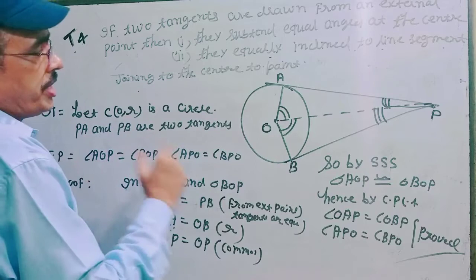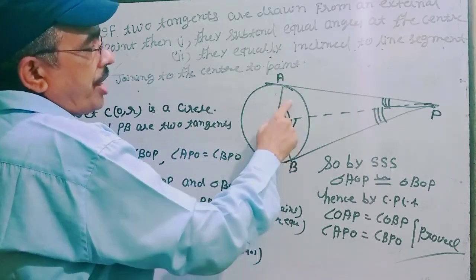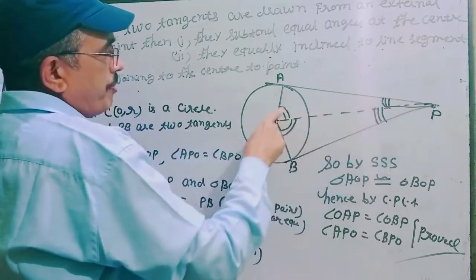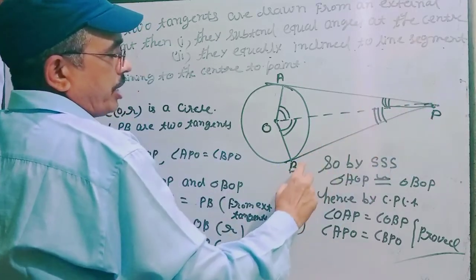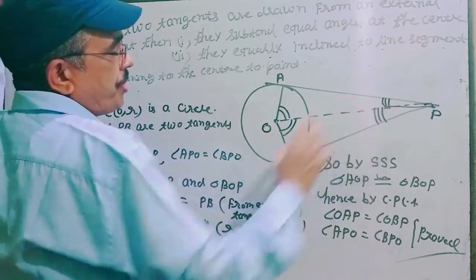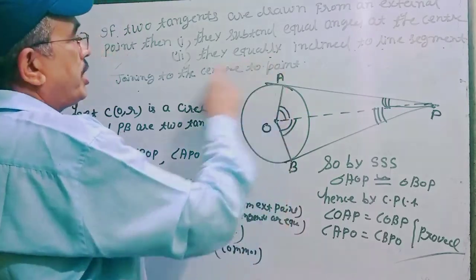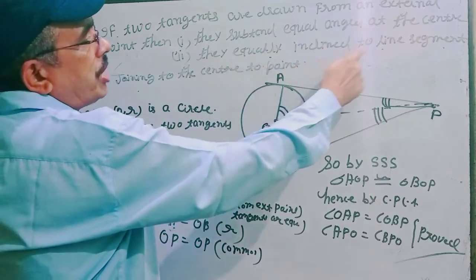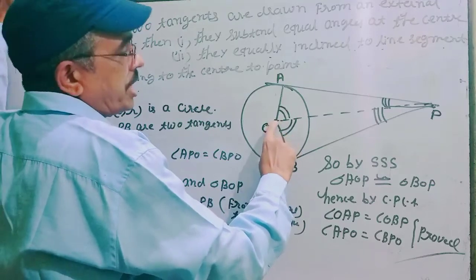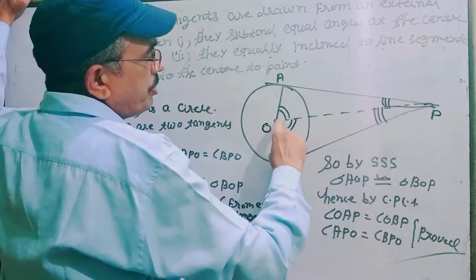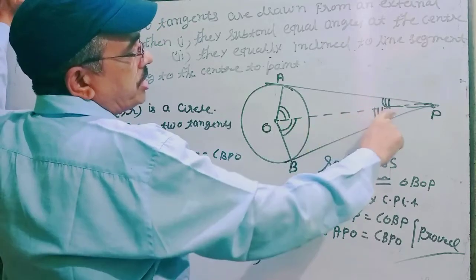Then you have two questions here. You have to prove that the angles made by these tangents at the center are equal. One tangent is PA and the angle made at the center is AOP, another tangent is PB and that made at the center is BOP. So the first proof is AOP is equal to BOP, and next they are equally inclined to the line segment joining the center to the point of contact. Here is the center and here is the point of contact. When we join it, then this angle also makes equal inclination with this line segment.